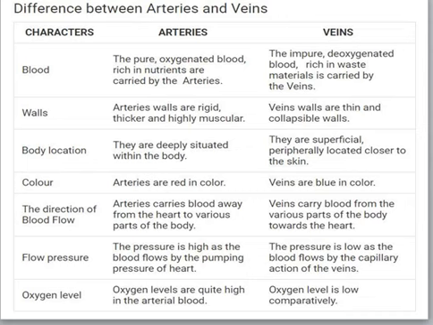Based on the direction of blood flow, arteries carry blood away from the heart to the various parts of the human body. Veins carry blood from the various parts of the body towards the heart. Based on the flow pressure, the pressure in the arteries is high as the blood flows by the pumping pressure of the heart. And in case of veins, the pressure is low as the blood flows by the capillary action of the vein. Based on the oxygen level, oxygen level is quite high in the arterial blood, and oxygen level is comparatively low in veins.